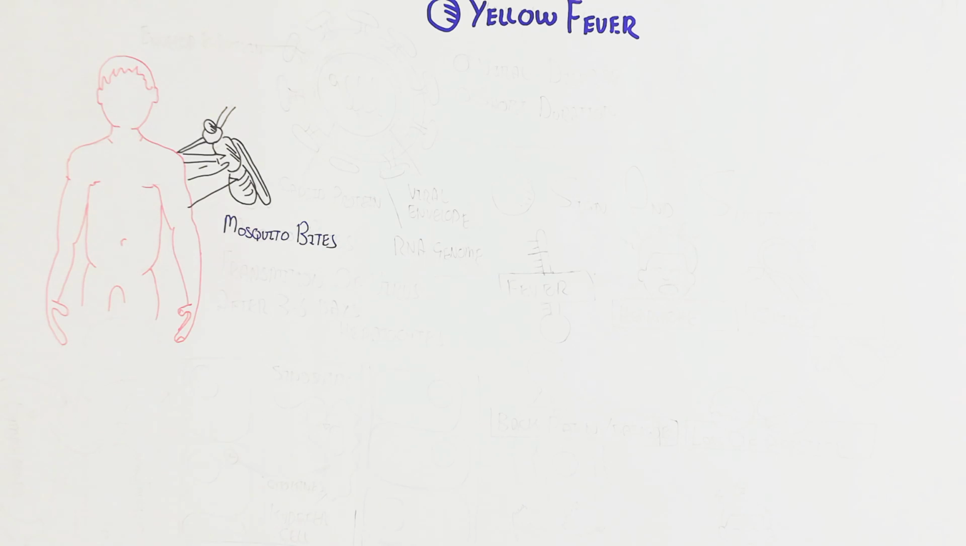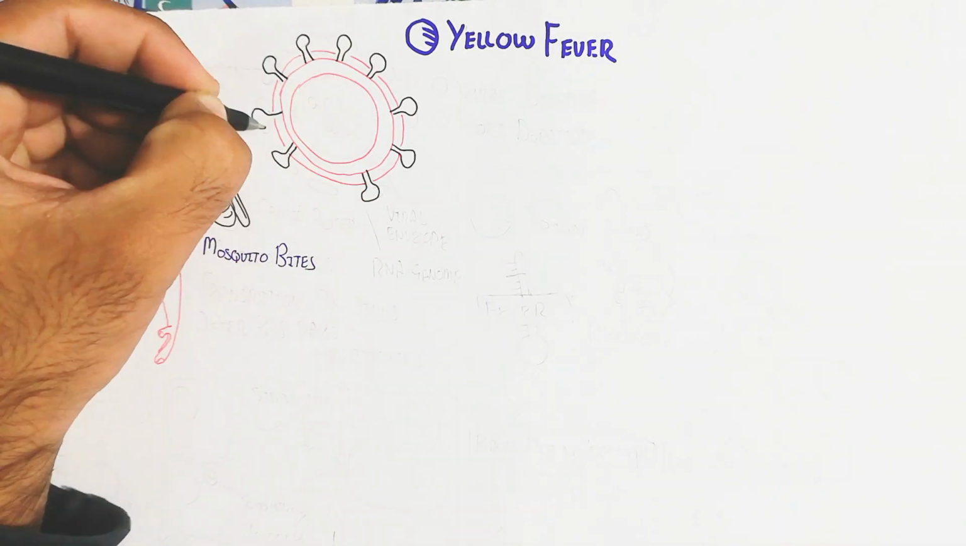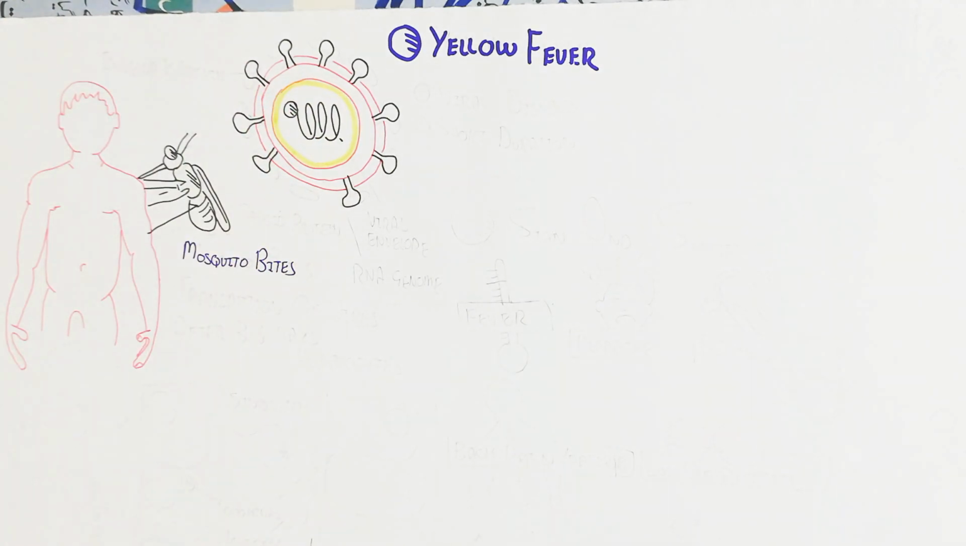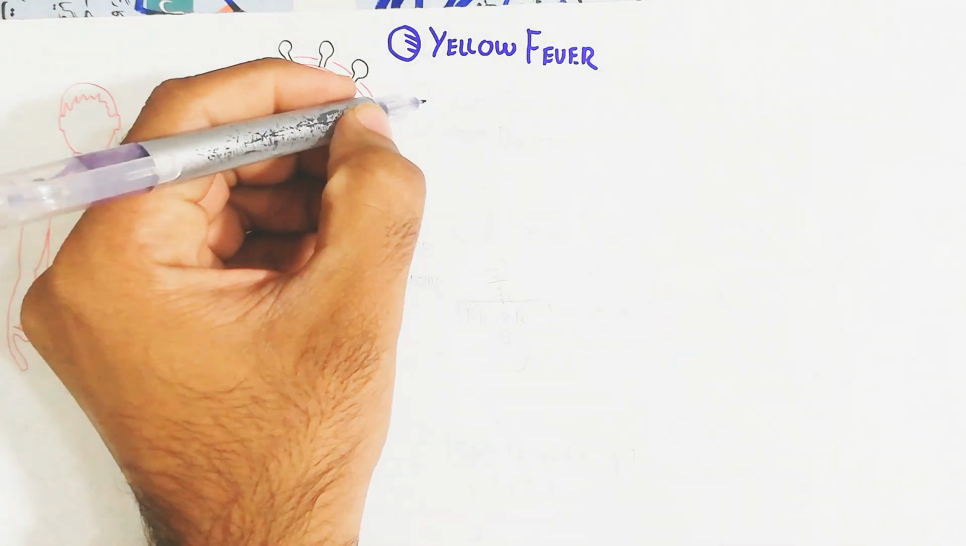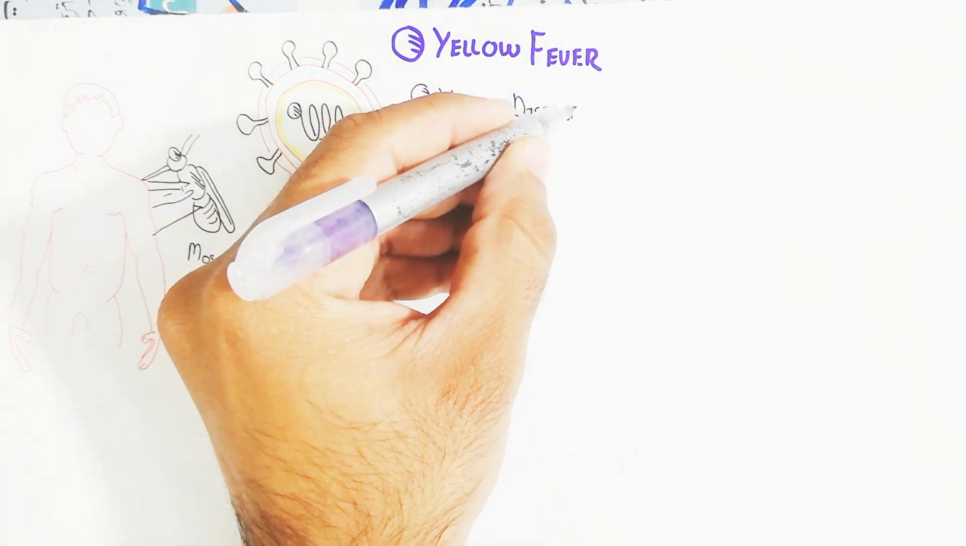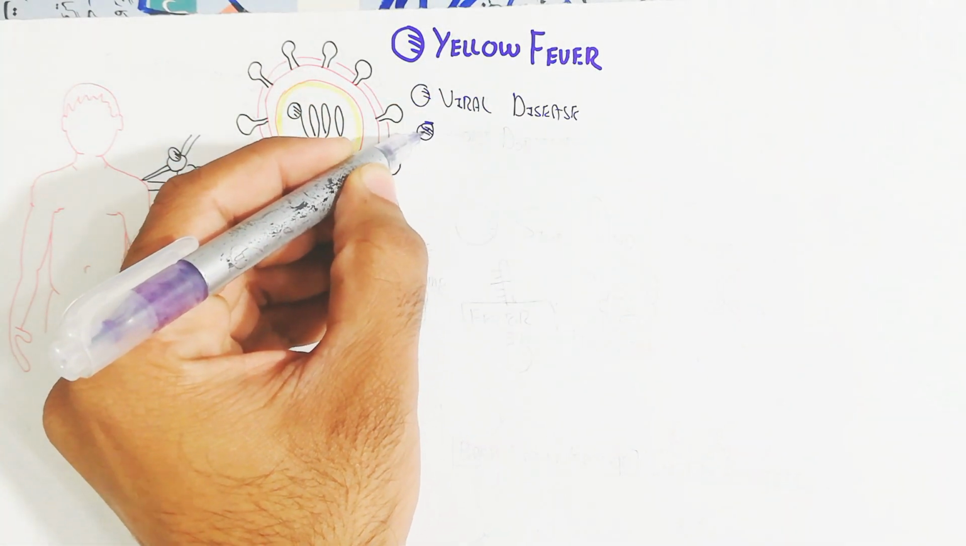The vector is the mosquito. When a mosquito bites, it will transmit the virus into the blood circulatory system. Remember, yellow fever is a viral disease.